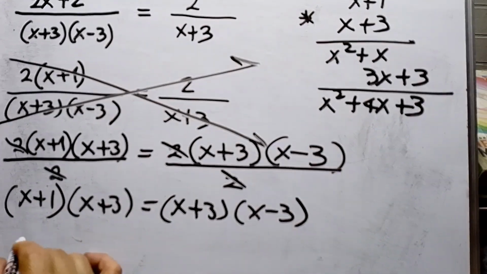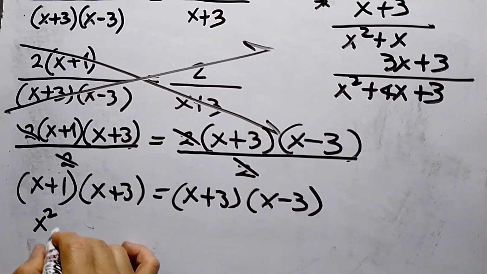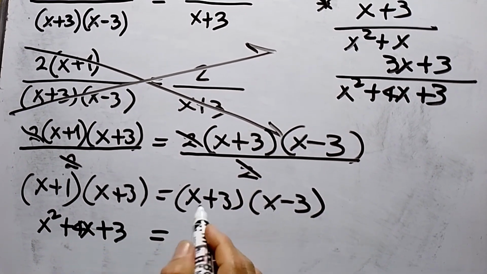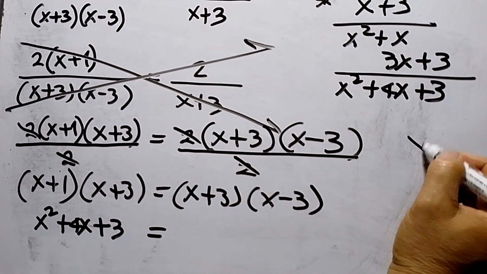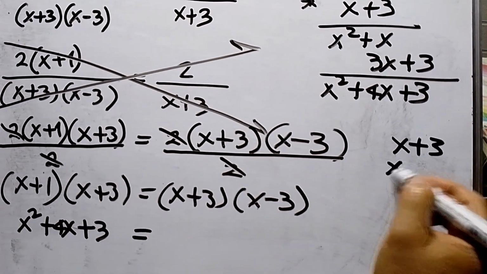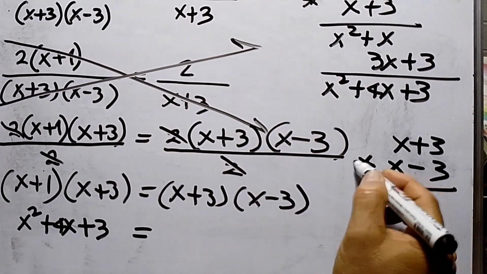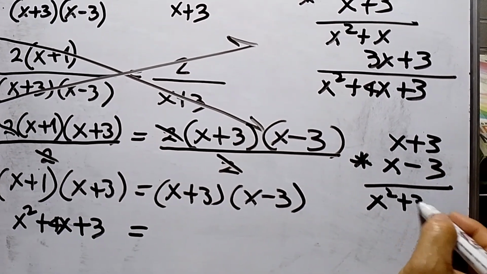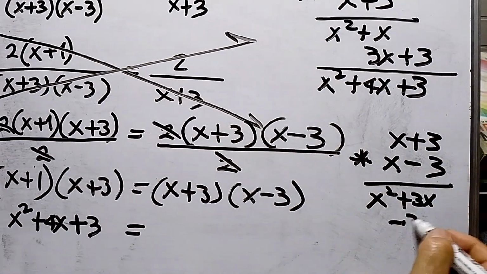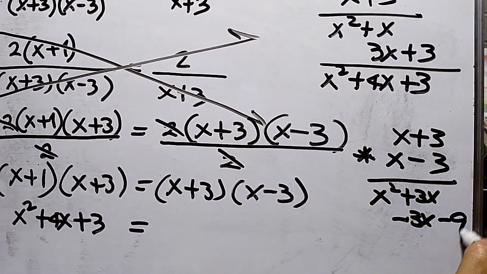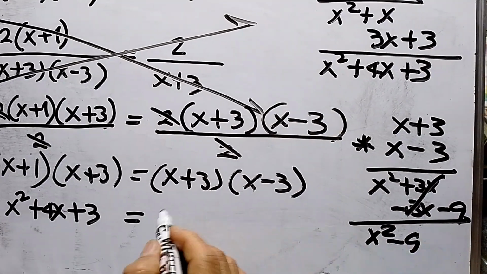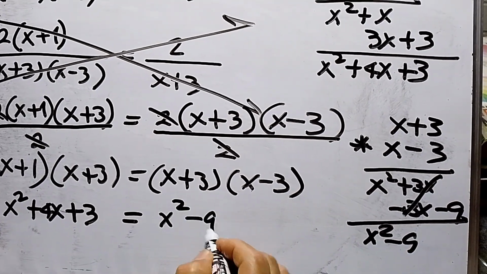So the product is x squared plus 4x plus 3 is equal to, so multiply this one. So x plus 3 and then x minus 3. This is multiplication. So this will be x squared plus 3x minus 3x and then minus 9. So this will be crossed out. So I have here the product is x squared minus 9. So this will be x squared minus 9.